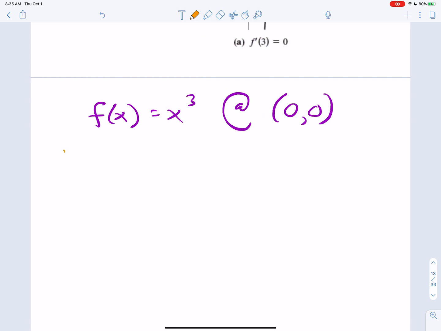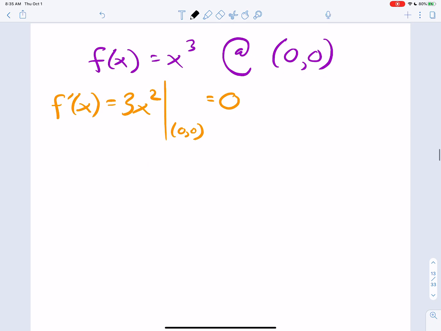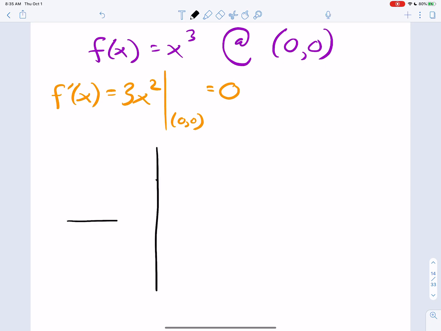Now here, f prime of x would be 3x squared. We would evaluate it at 0, 0. That would just give me 0. So what does that imply, right? When the derivative is 0, some of you are saying, well, there's a local extrema there. So here's the thing. If you were to graph x cubed, which you should know how to sketch, but if you don't, learn it, x cubed looks a little bit like this.